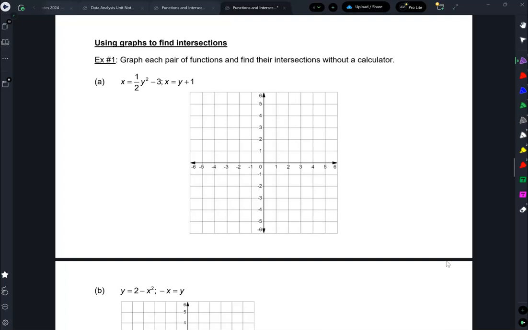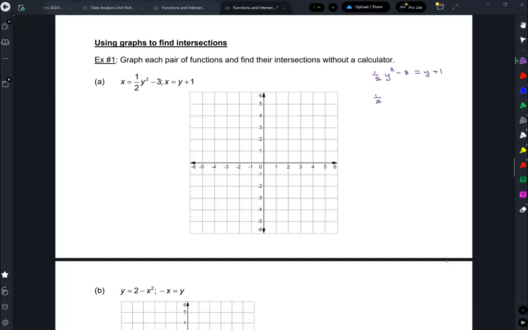We're going to find the intersections without a calculator. Okay, so you know what I'm going to do? Actually, before I graph them, I'm going to find their points of intersection, right? So look, both of these are solved for x. So why don't we set those x's equal to each other?